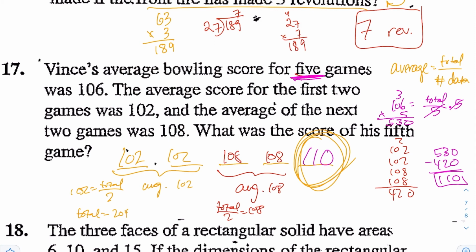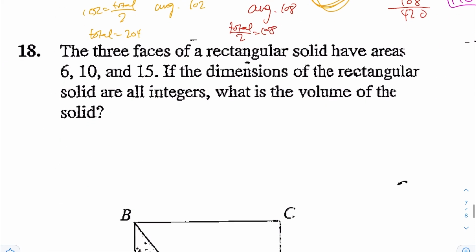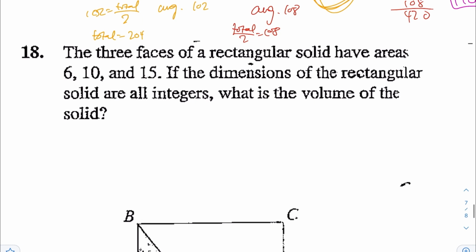So again, for this one, you just use the definition of average. All right, next for number 18. The 3 faces of a rectangle solid have areas of 6, 10, and 15. If the dimensions of the rectangle solid are all integers, what's the volume of the solid?